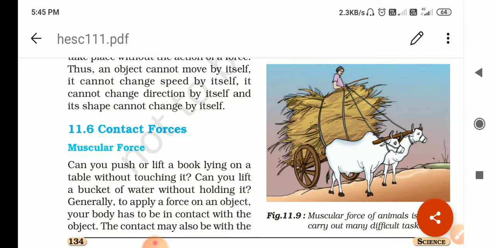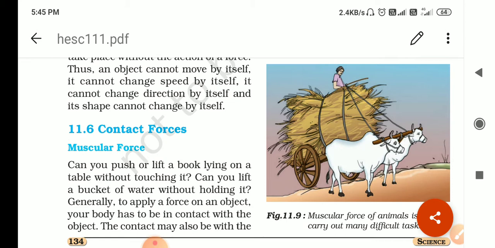In the examples discussed so far, a force is exerted when there is physical contact between two bodies, right? We have already discussed. For example, a push or a pull. A trolley, we need to make physical contact with it. Such forces that result from the interaction between two objects that are physically in contact are called contact forces.